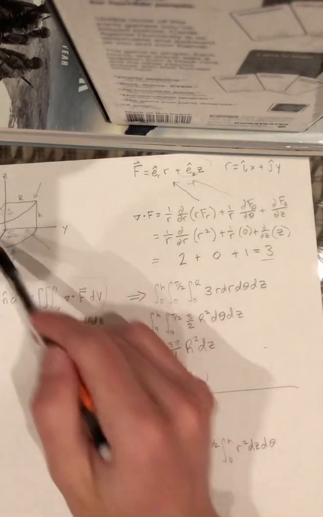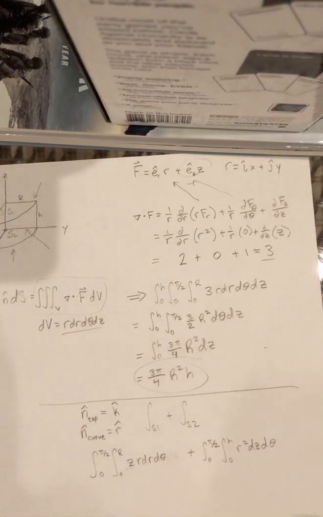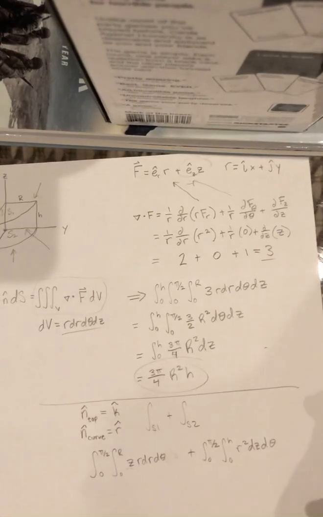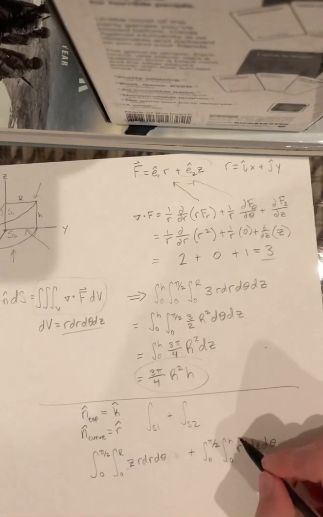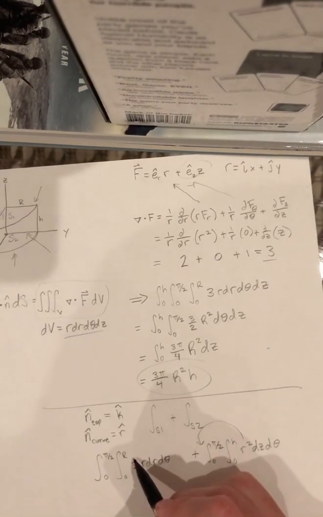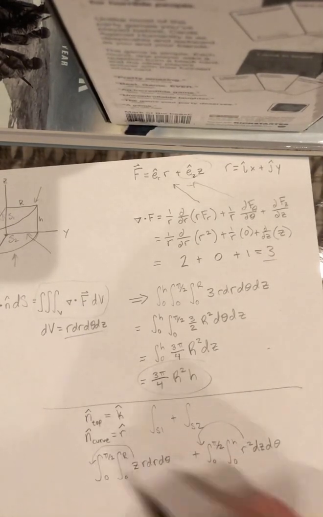Because we're just looking for the radius and the angle change for the top plate. And then for the side plate, we're looking for the angle and the height to change, but the radius is going to be constant. So that means that for this one, we can actually just pull this radius out front here, similarly to how we can pull this z out front here.